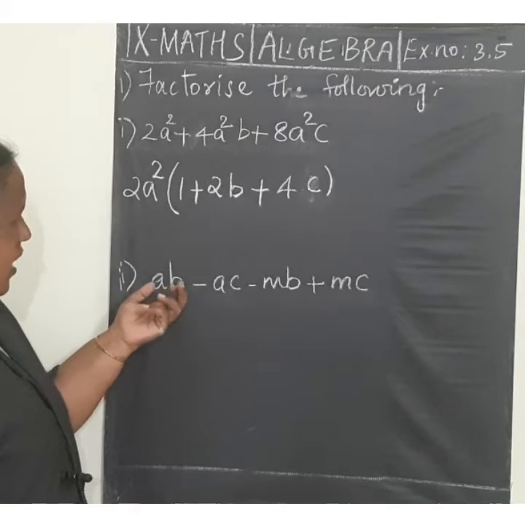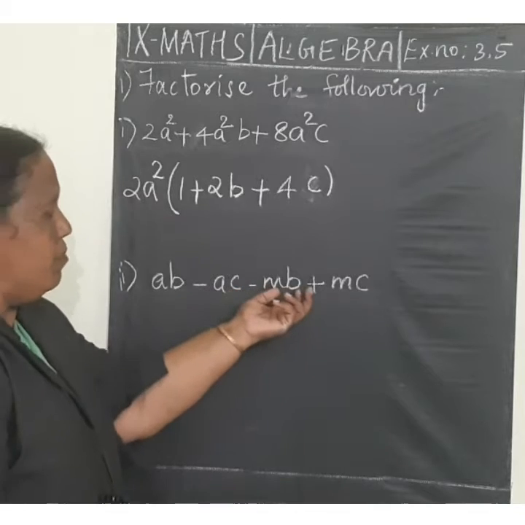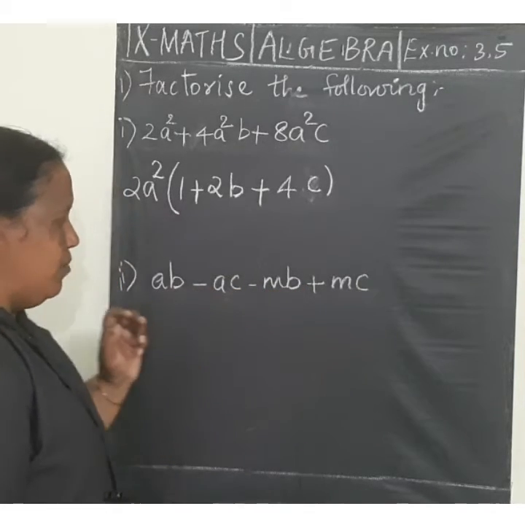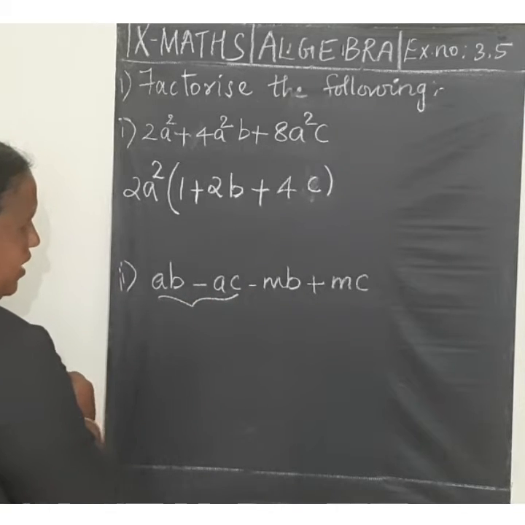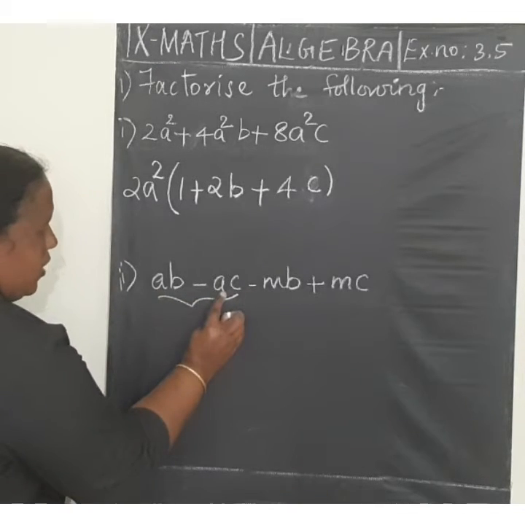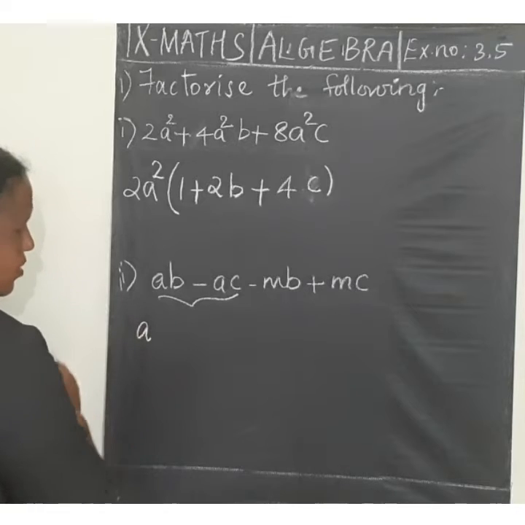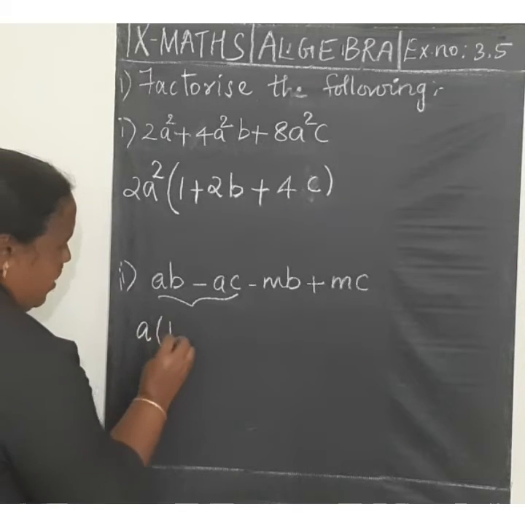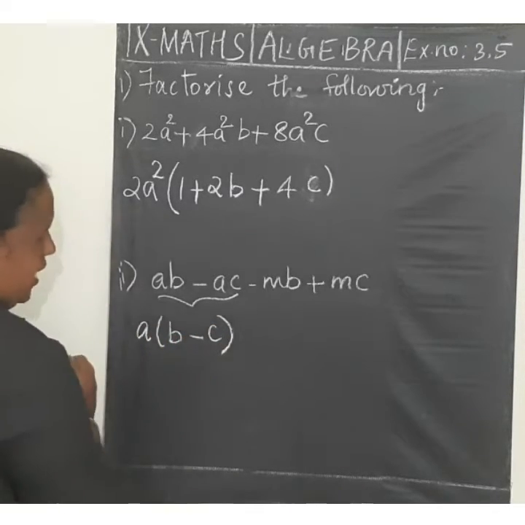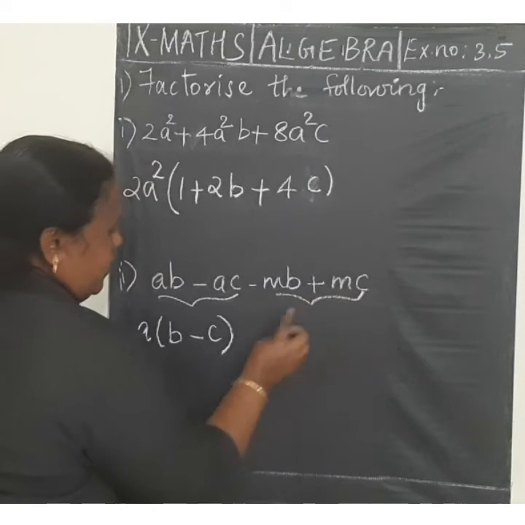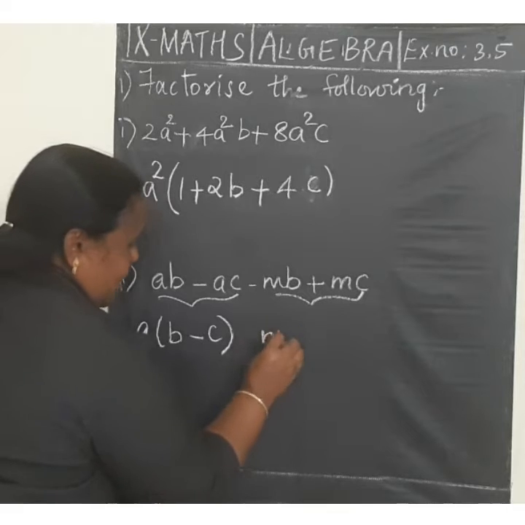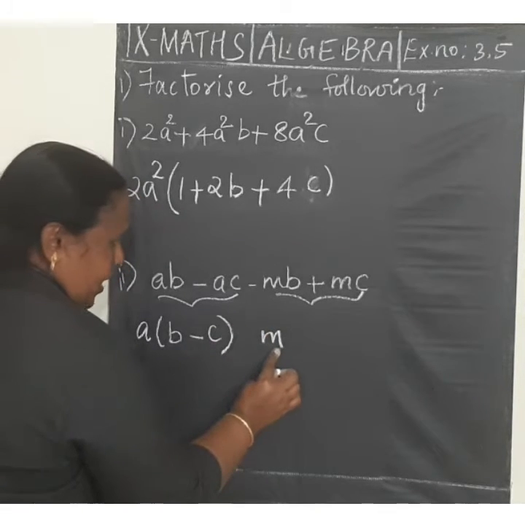Second subdivision, AB minus AC minus MB plus MC. So first we are grouping this one, AB minus AC. In these two terms A is common, so we are taking A outside, B minus C. Next we are grouping these two terms, MB plus MC. M is common, so we are taking M outside.